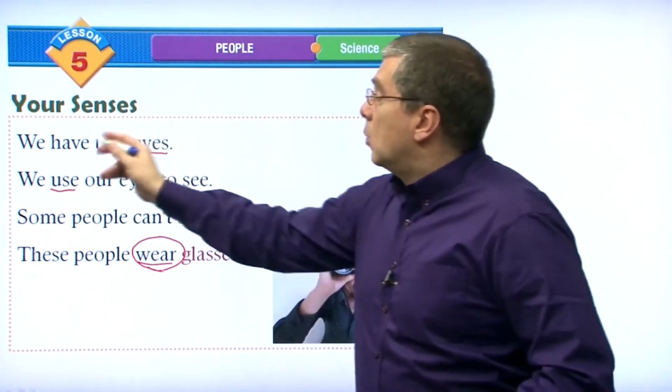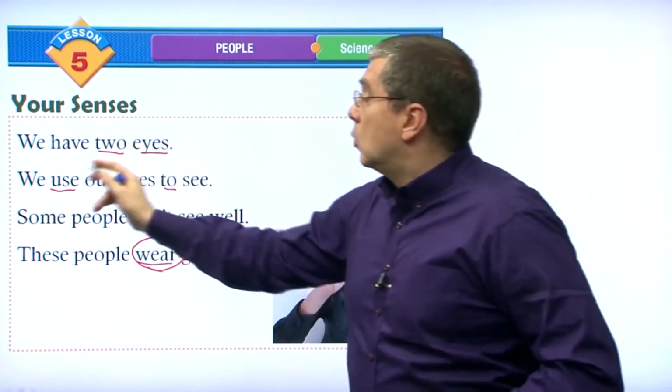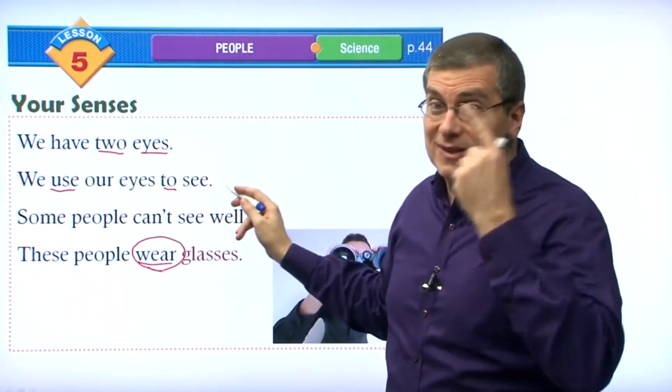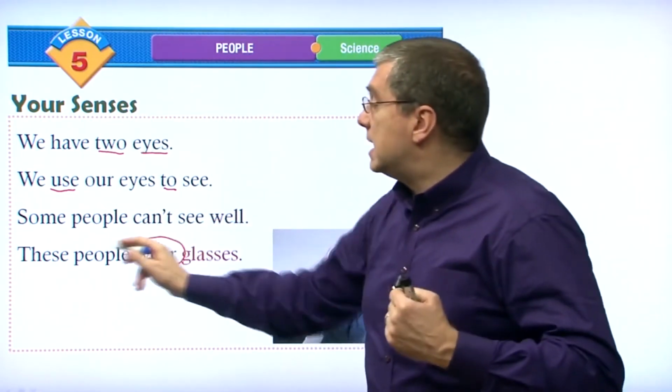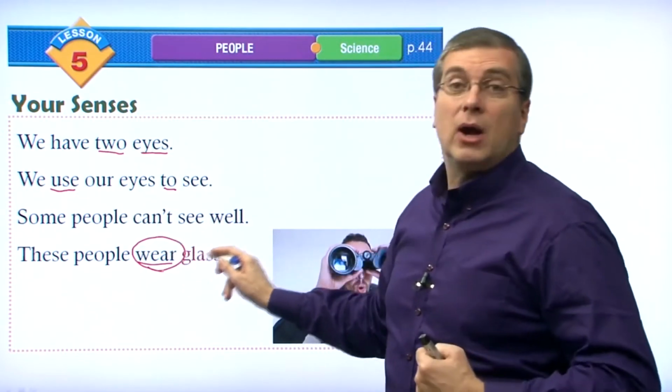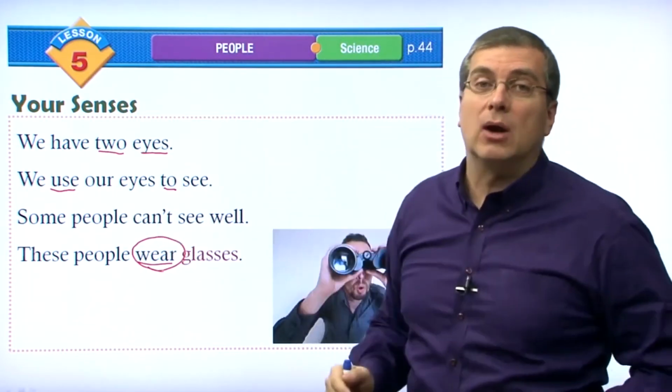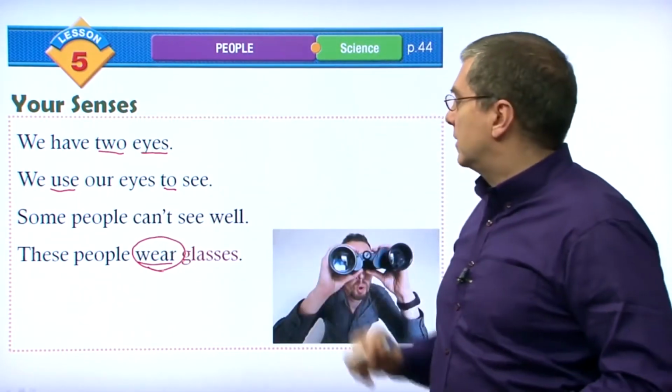Let's review. We have two eyes. We use our eyes to see. Some people can't see well. These people wear glasses. Okay, let's move on.